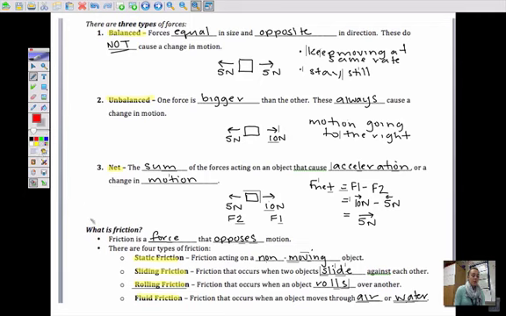So if we need to make friction into a force, it's the force that opposes motion. So if our motion, for example, is going to the right up here, this is going to be our friction because it's opposing the motion, and the motion is going to the right because the force is bigger going to the right.